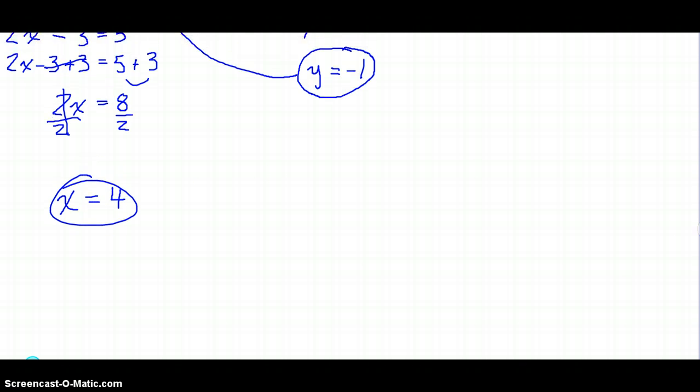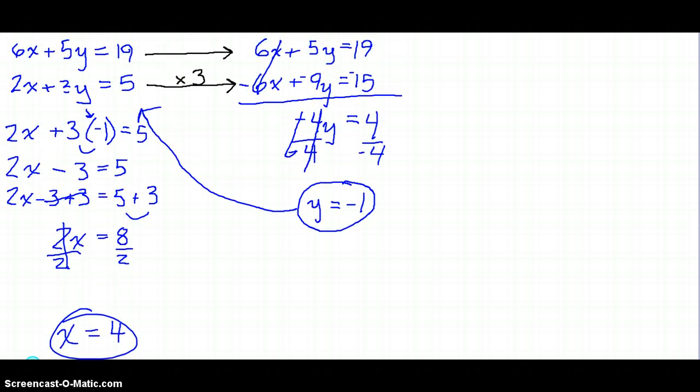Alright, so now I've got x equals 4, y equals negative 1. If I want to put that in ordered pair form for the solution to this system, it's (4, negative 1). Alright, if you have any questions, make sure to let me know. We're going to move on to the next example.